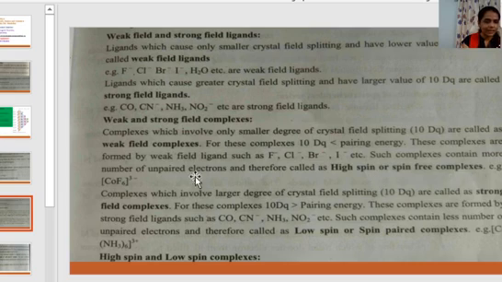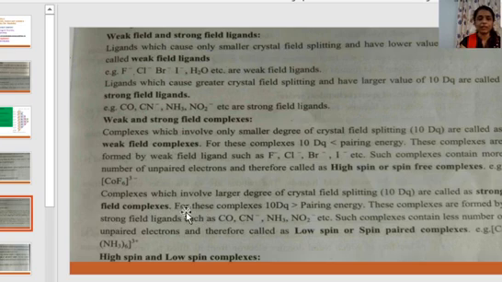Here an example is given: CoF6 3 minus. The complexes which involve a larger degree of crystal field splitting, that is 10 Dq, are called strong field complexes. Whenever the splitting between the T2g and Eg is larger, that is the gap between these two is larger, there will be no scope for an electron to jump from the lower energy level to such a high energy level. Therefore, the electron will prefer to get paired in this lower energy level, that is T2g.